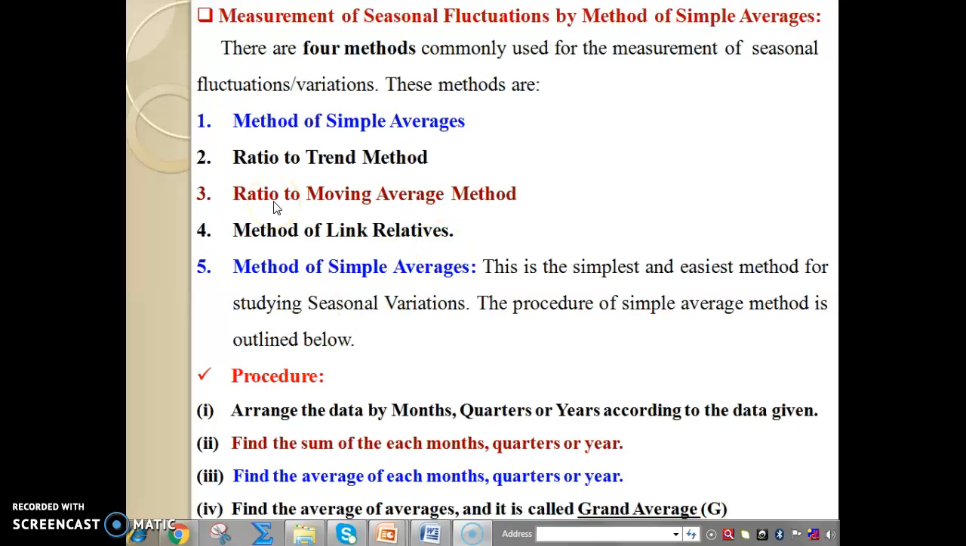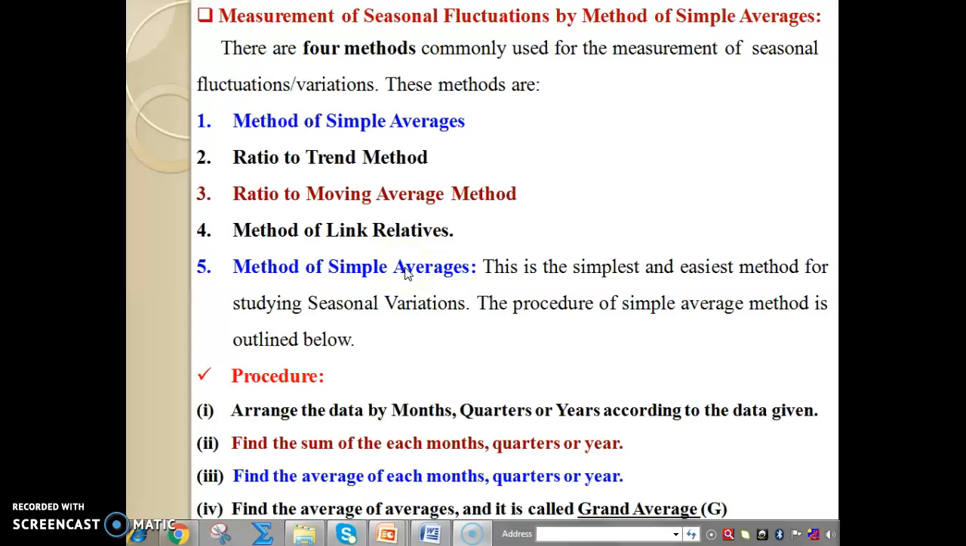There are four methods commonly used for the measurement of seasonal variations. These methods are as follows. First, method of simple averages. Second, ratio to trend method. Third, ratio to moving averages. And last one, the method of link relatives.